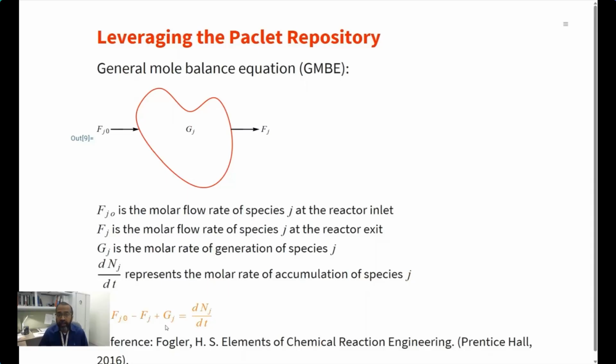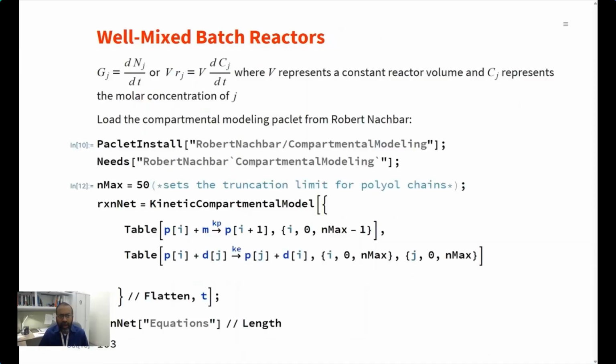And in the next few slides, I'll show you how this is applied to different types of polymerization reactors, such as the batch, semi-batch, and the continuous stirred-tank reactor. For well-mixed batch reactors, the general mole balance equation, or GMBE, takes on a simple form where the rate of generation of species J equals its rate of accumulation. V is usually held as a constant because the assumption is that the density of the reaction mixture can approximately be treated as a constant.